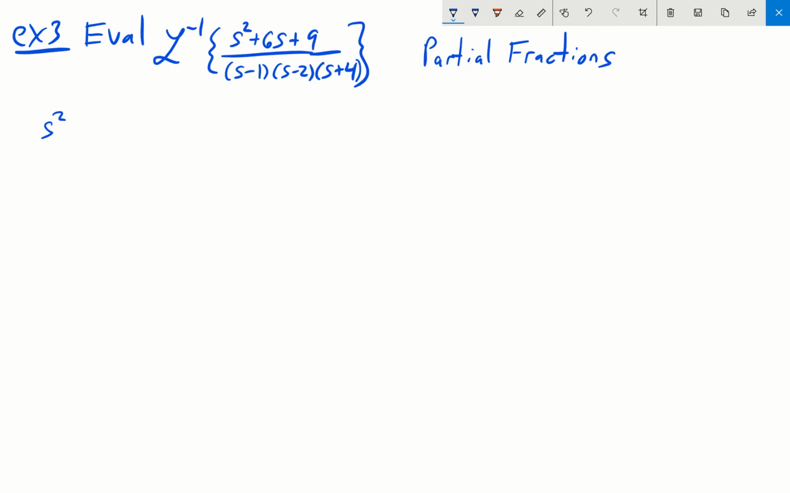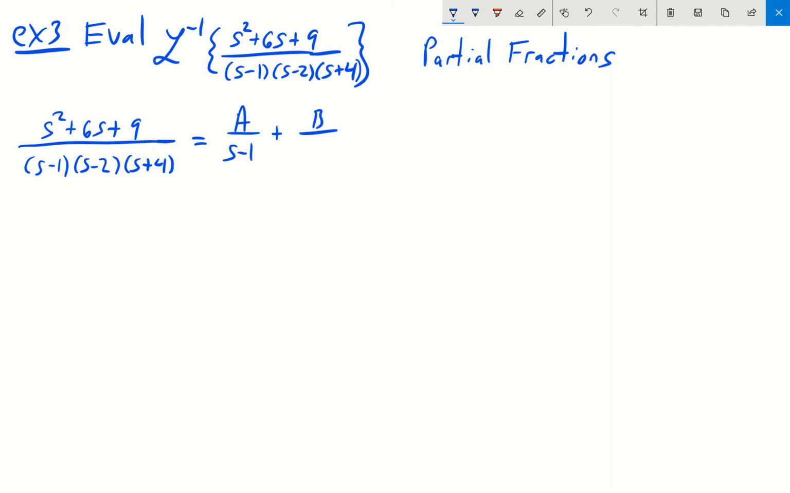So we want to write s squared plus 6s plus 9, which right now is over the product s minus 1 times s minus 2 times s plus 4. We would like to split apart the denominator into its distinct linear factors. So we should be able to write this as A over s minus 1 plus B over s minus 2 plus C over s plus 4.